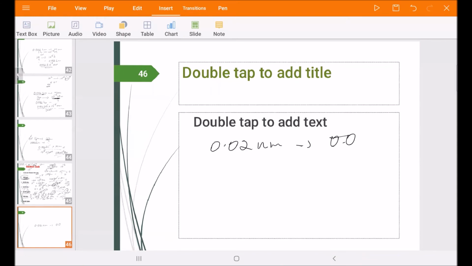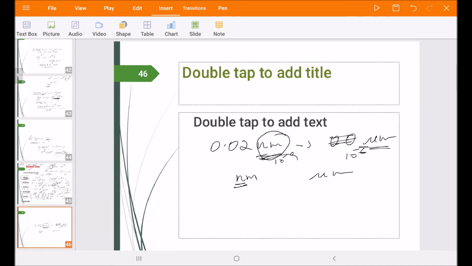Okay, let us do it together. Now, remember, we have to develop a relationship between nano and micro. Nano is 10 to the power of minus 9, and micro is 10 to the power of minus 6.